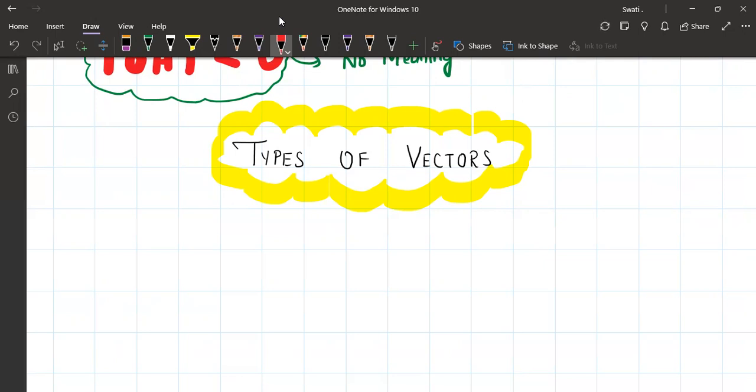And yeah, so let's go to the next part, which is types of vectors. I am going to discuss a lot of types of vectors.